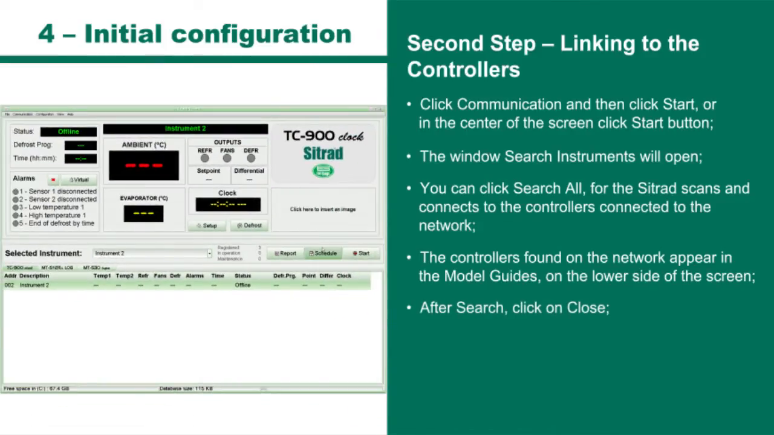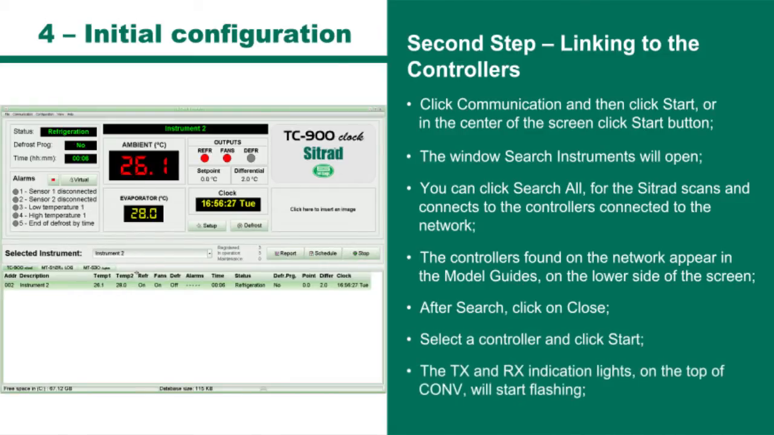Notice that the controllers in the model tabs are offline. Select a controller and click Start. The TX and RX indication lights on the top of the Conv will start flashing. Sitrad is ready to be operated.